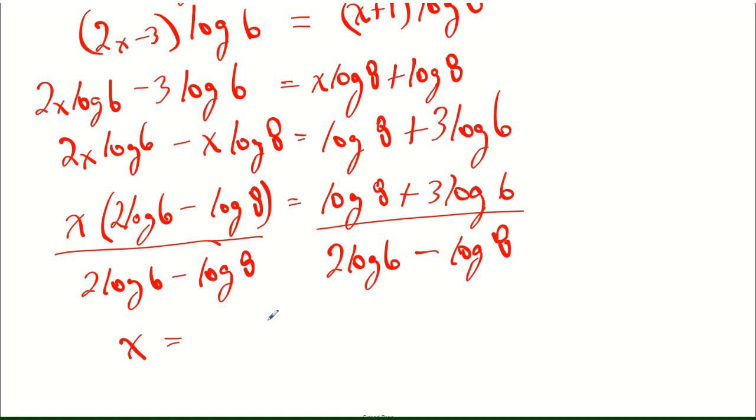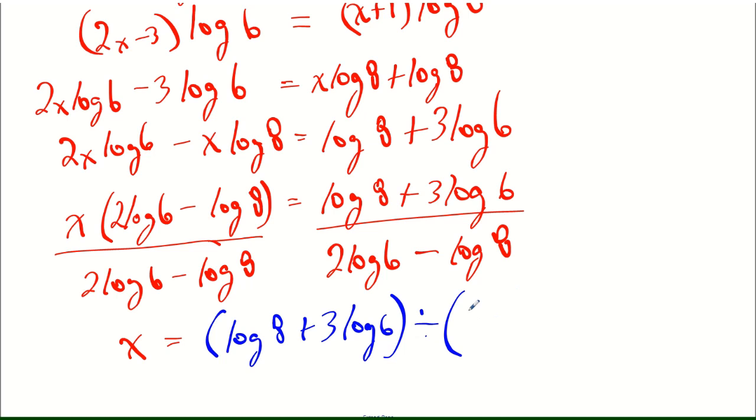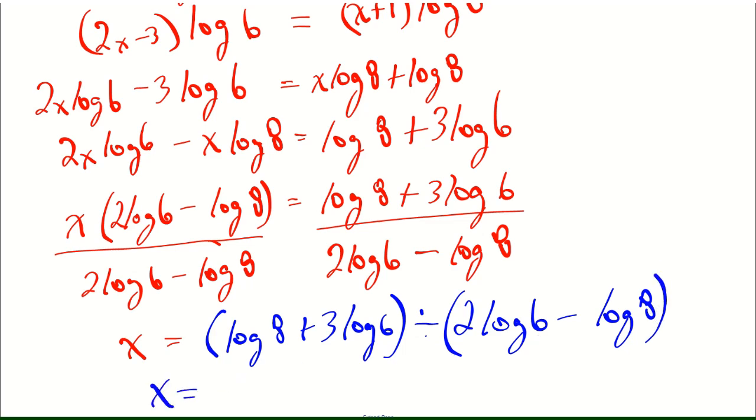The one thing you've got to do is treat the numerator as if it has brackets, even though there are no brackets on them. When you type this in your calculator, you're going to have to type in bracket log of 8 plus 3 log 6, close the bracket, hit your divide by, start a bracket, 2 log of 6, take away log of 8, and you're going to close your bracket. You're going to hit your equal sign. You're going to carry 3 decimals and you're going to get an answer.